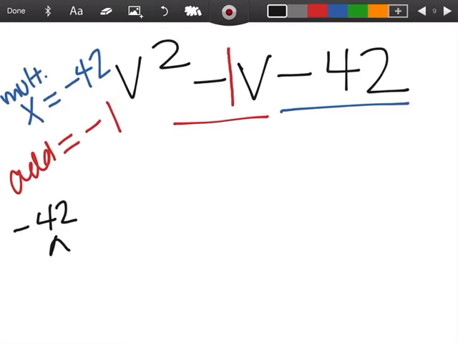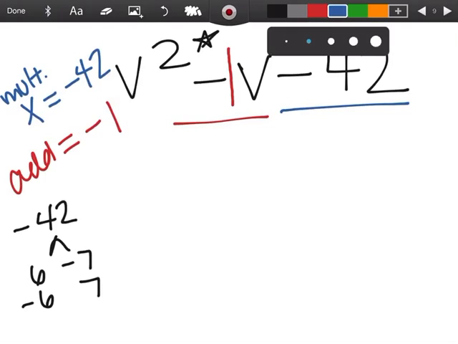3 and 14 maybe is the first thing that comes to mind. 2 and 21 might be the first thing that comes to mind. Or 6 and 7, more likely than not, were the two numbers that came to mind. I just have to be careful which one's positive, which one's negative. When I add these two together, I want to get a negative 1 according to this problem.